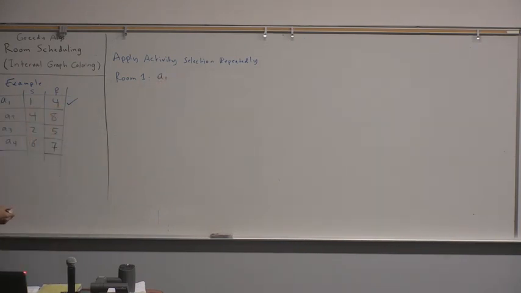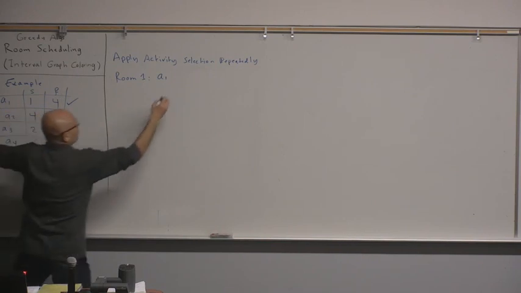Then what's the next minimum? What's the next finish time? It's going to be this, A3. Does it conflict? Yes, so I skip it. Next 7, does it conflict? No, so I can put A4.